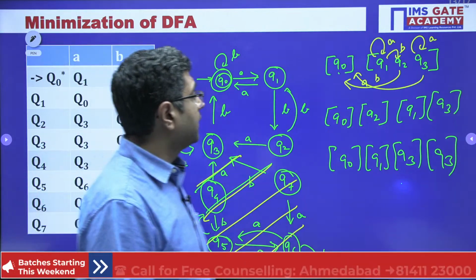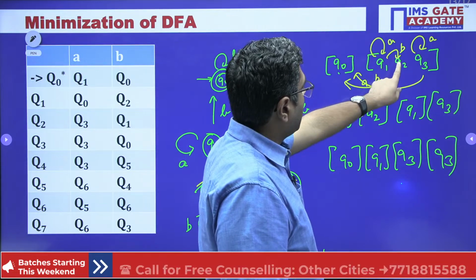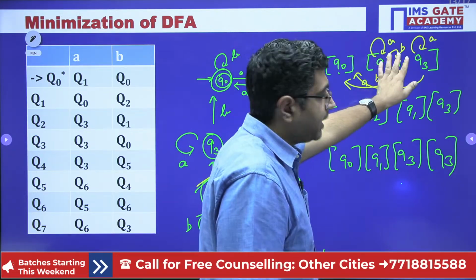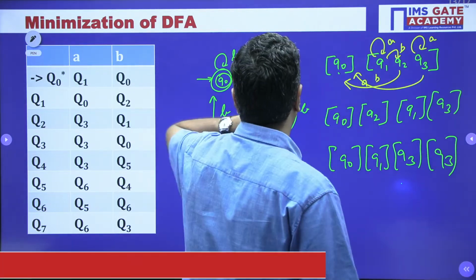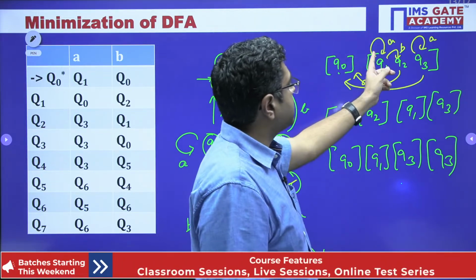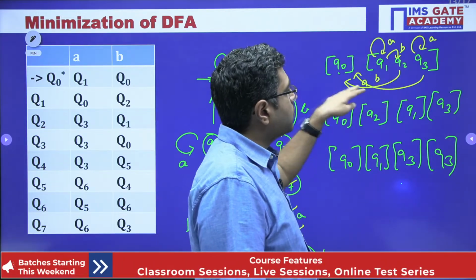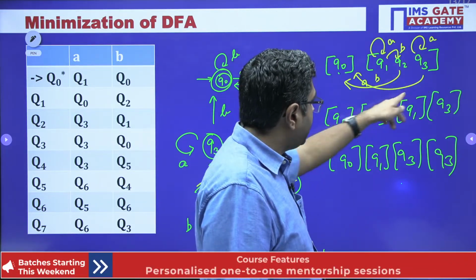Now why are these different? Because Q1 on A and B is remaining in the same set. Q2 on A is going outside while Q3 is remaining inside only. So Q2 has been separated from Q1 because on A it is going outside. Q3 has been separated because on B it is going outside.